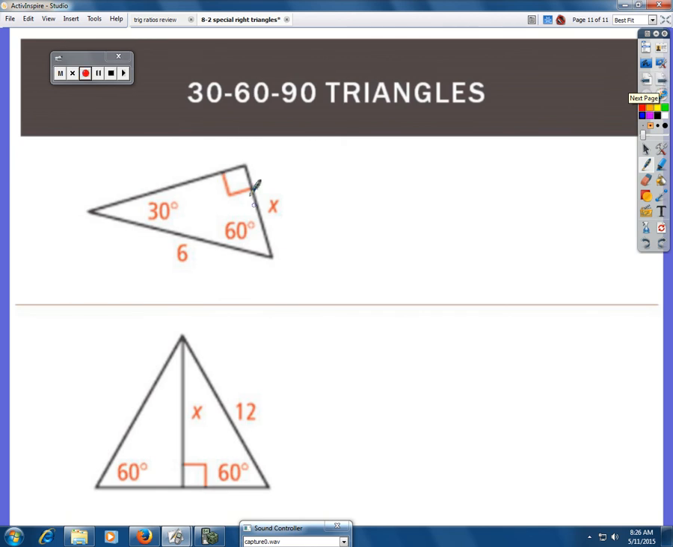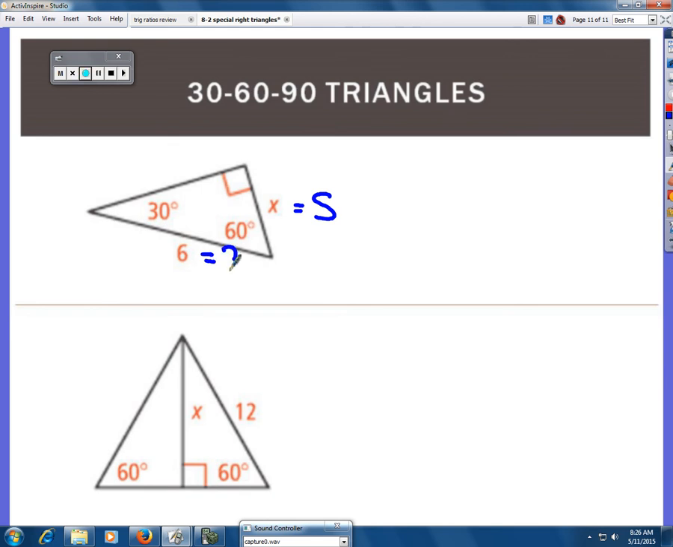This is going to be my shorter leg, so that's S. The longer leg does not have anything on it, but the hypotenuse has a 6 here, so I'm going to set that equal to 2S. So I can find S based on the hypotenuse. This side is X, so I need to know what S is in order to get X. So divide by 2, and S is equal to 3. So X is going to be whatever S is, which is 3.